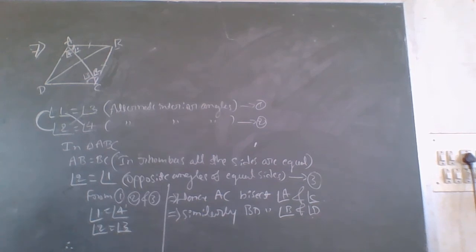So what did we do here? By alternate interior angles, these two angles are equal, and in the third what did we get? Angle 1 is equal to angle 2, and from these three you can prove angle 1 is equal to angle 4, angle 2 is equal to angle 3.